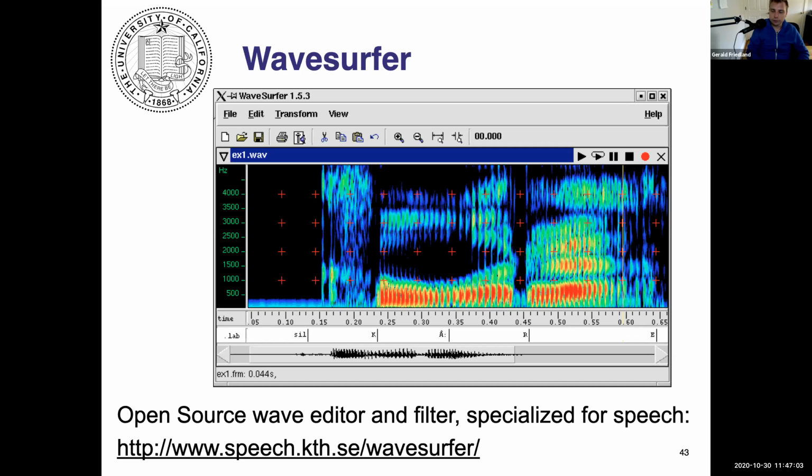And while I don't think you'll do any speech annotation in this class, you may come across speech annotated files that need to be loaded using that tool and then exported into something else. So that's why I'm giving you this tool, Wavesurfer.